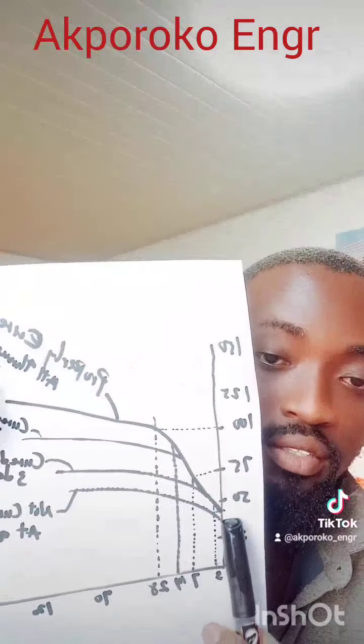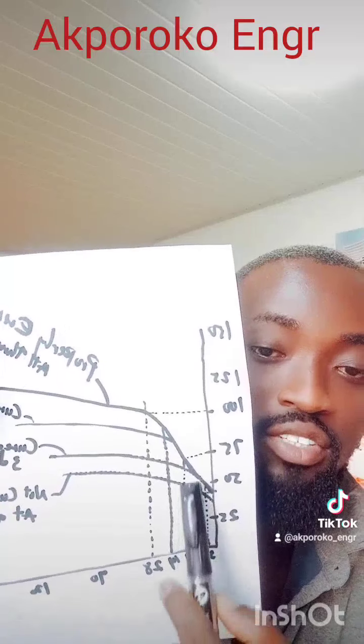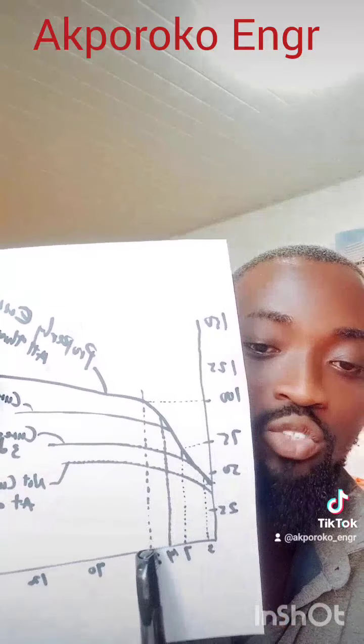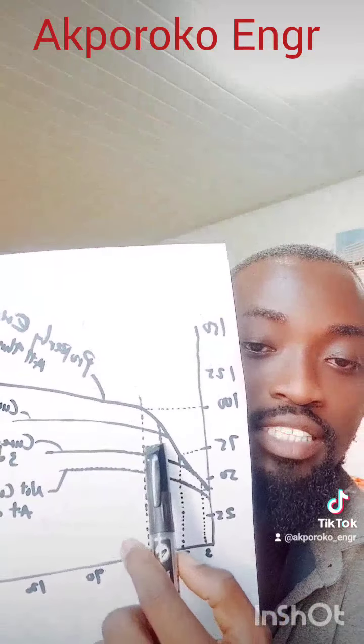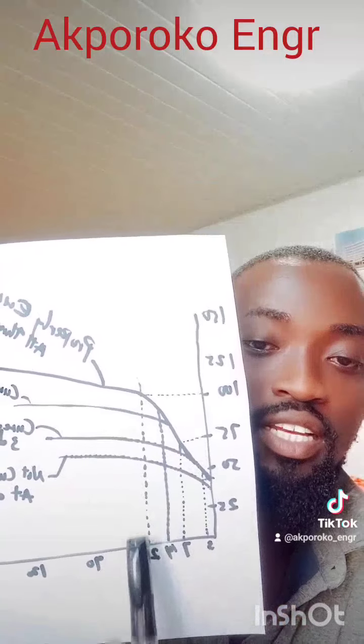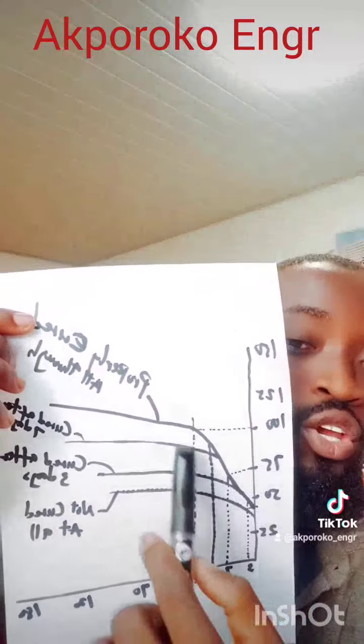When you look at it closely, at 3 days you have up to 40% strength. At 7 days you have up to 65 to 70% strength. At 14 days you have up to 90%. If you trace this out, you have up to 90. Then at 28 days you are sure of your 100% strength of that concrete. This is for a properly cured concrete.